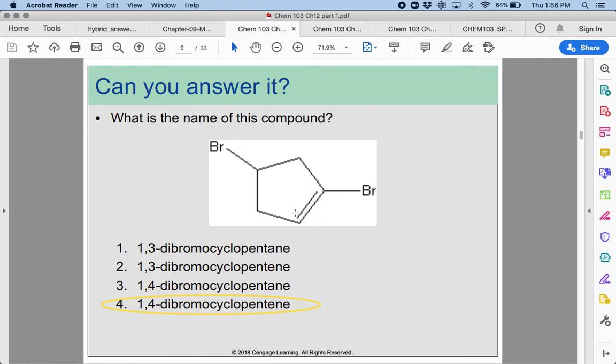We know, like before, we want to try having the numbers as low as possible. So 1,4-dibromocyclopentene. We don't need to put a number for the double bond in here because if there's only one double bond, we know we're going to have that be at the 1 position.